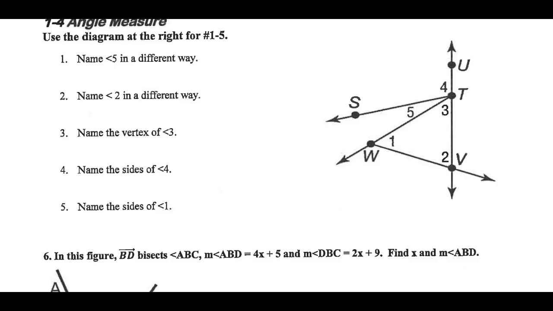Okay, folks, so we're looking at part 3 of the chapter 1 review. First part here, I'm looking at this diagram over here, and I want to name angle 5, that's this angle right here, a different way. So I'm going to use the vertex of that angle, which is T, and two other letters to show where that angle lives. So I could either do angle STW.